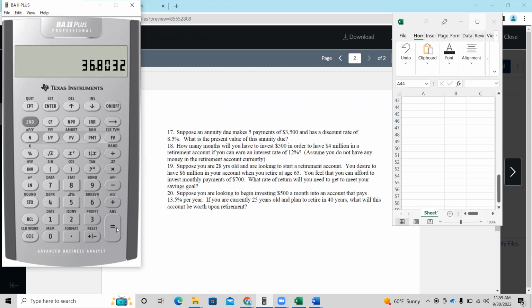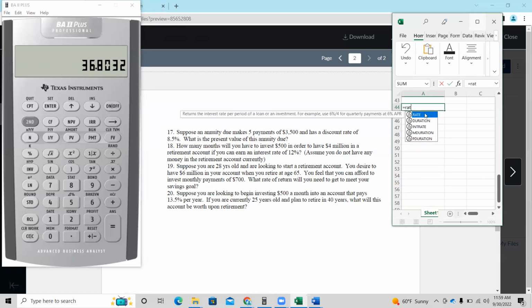So pretty straightforward. Number 19, suppose you're 28 years old, you're looking to start a retirement account. You desire to have $6 million in your account when you retire at age 65. You feel you can afford a monthly investment of $700. What is the rate of return that you're going to need to meet your savings goal? So what are we solving for? We're going to solve for rate. My outflows are going to be the monthly investment of $700. The inflow is going to be the $6 million when I retire.